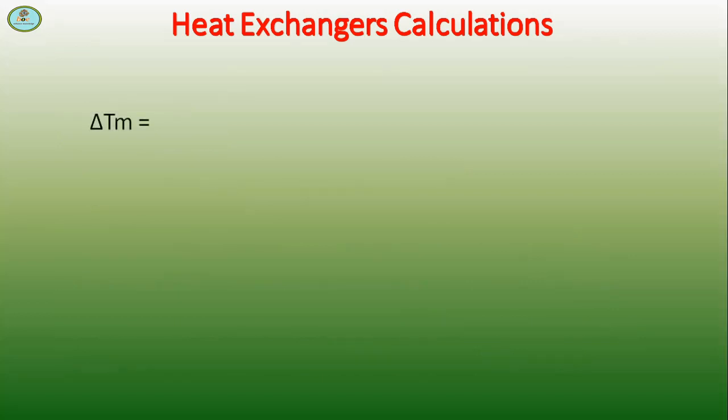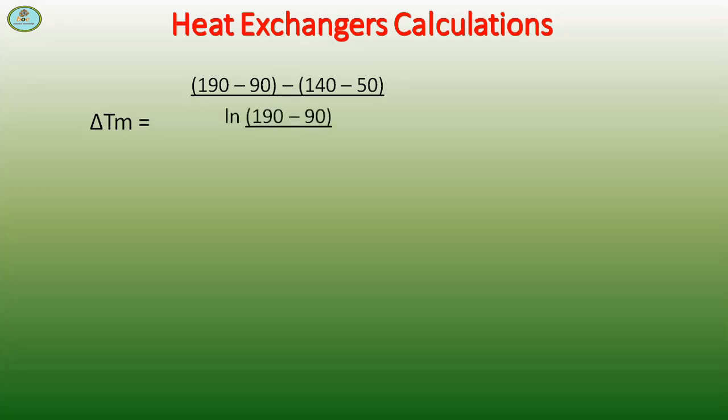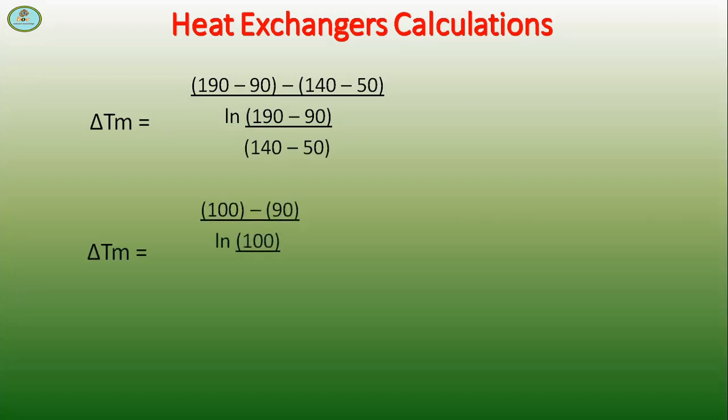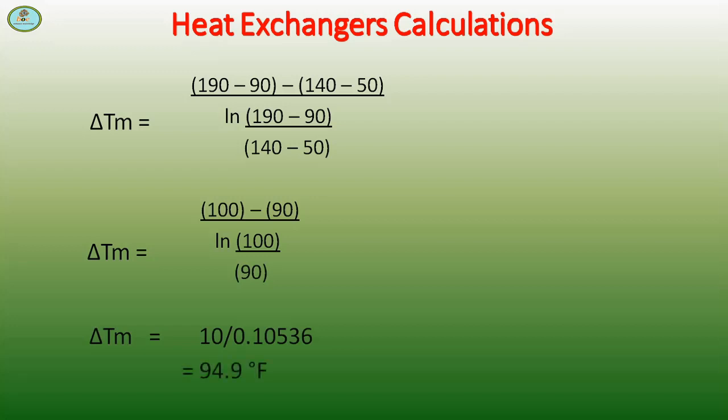So delta Tm is equal to 190 minus 90 minus 140 minus 50 divided by log of 190 minus 90 divided by 140 minus 50. So delta Tm is 100 minus 90 divided by log of 100 divided by 90. So delta Tm is 10 divided by 0.10536, so 94.9 degree Fahrenheit.